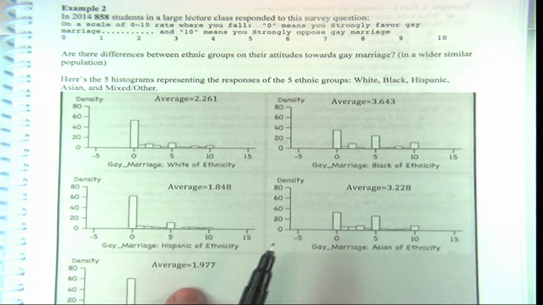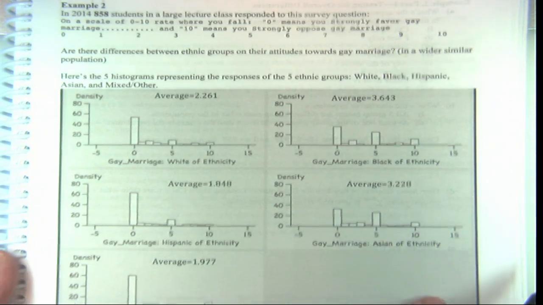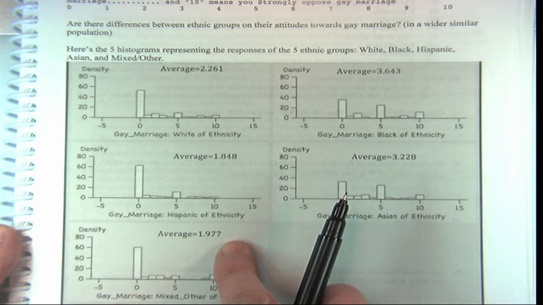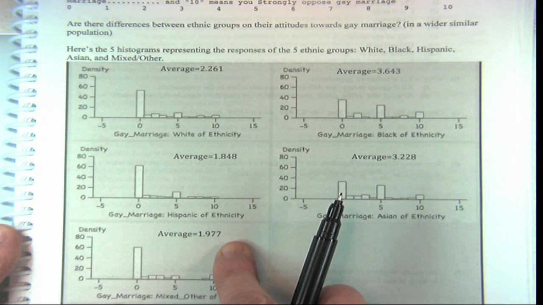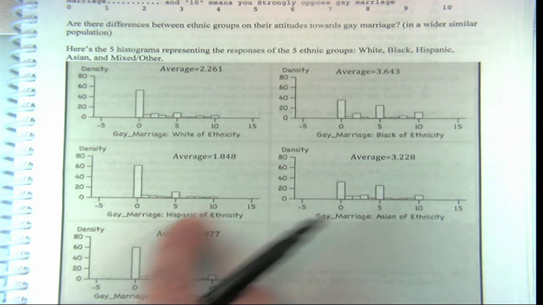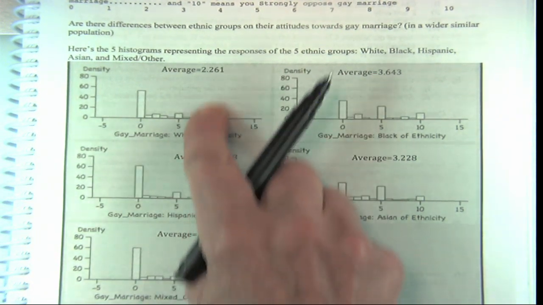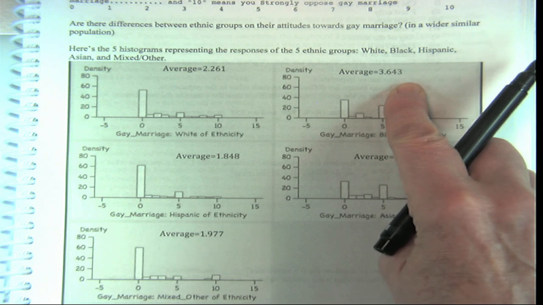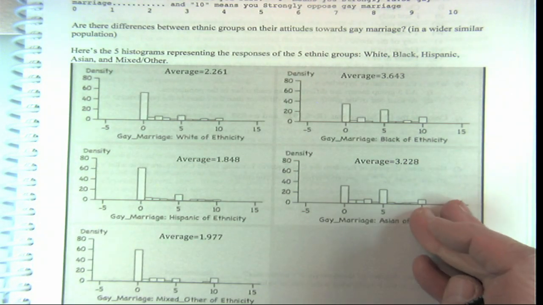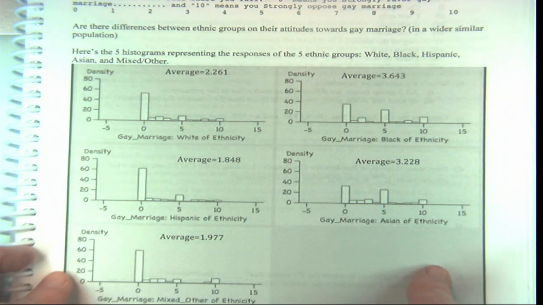So here you have these 5 histograms with their different means. And it looks like there's substantial differences. These are the people who are most pro-gay marriage. So who are they? This is Hispanic. The most pro-gay marriage and the most anti is black right here. And this is in 2014 in Stat 100. So we get these different averages, and this is the histogram of how they responded.